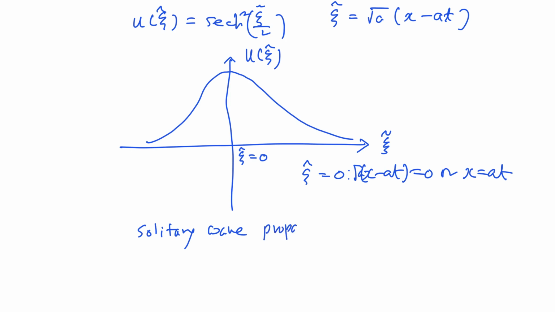Propagating in positive x direction. Solitary wave is sometimes called a soliton.